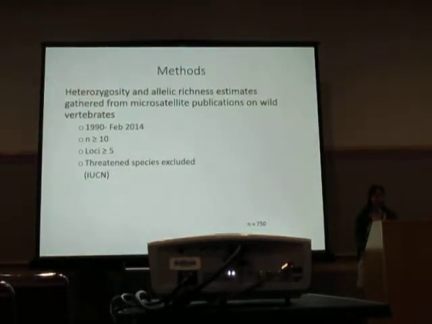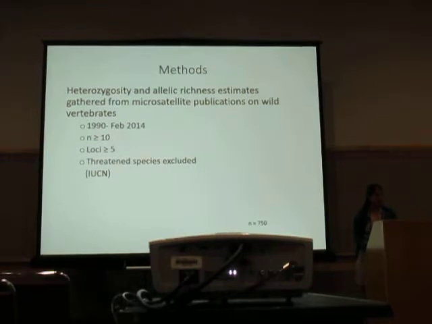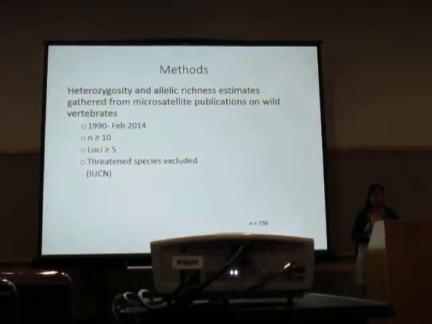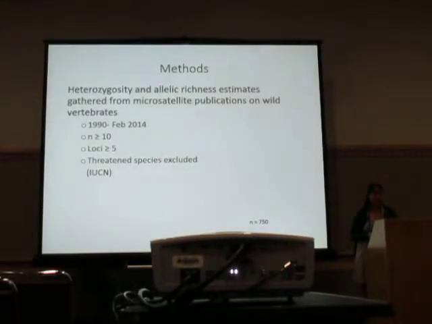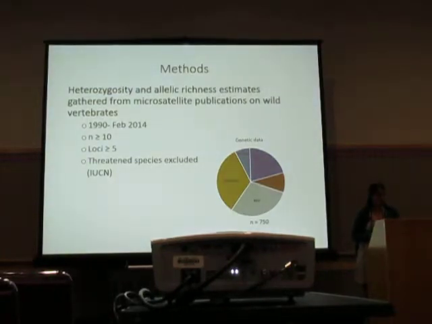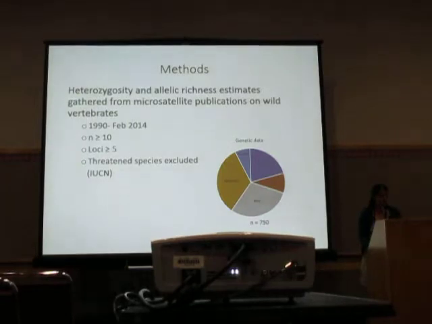In order to test our hypotheses, we utilized a number of published microsatellite studies on wild vertebrates where heterozygosity and allelic richness estimates were obtained. In brief, I'm going to talk about some of the criteria we used. We utilized studies from 1990 to 2014, studies that had at least 10 individuals and at least 5 loci, and we excluded threatened species to avoid any potential effects of migratory behavior and conservation status. In the diagram below, you can see what our distribution was among our taxa after all these filtrations.